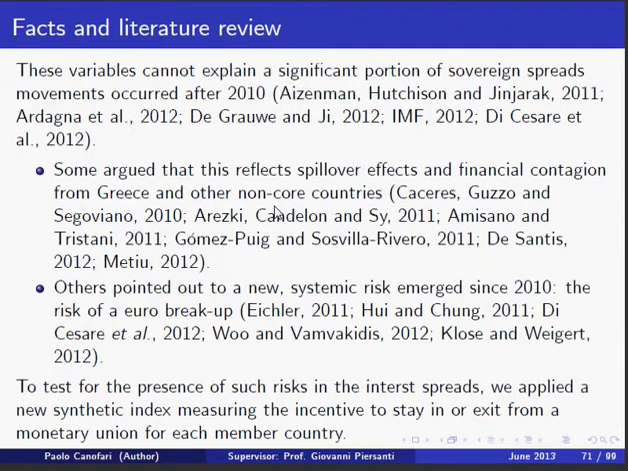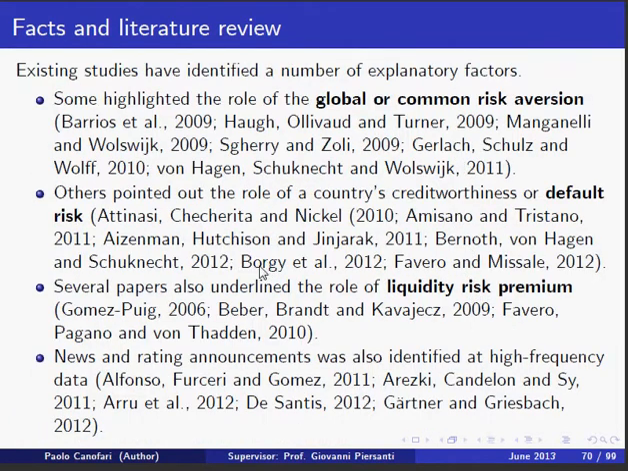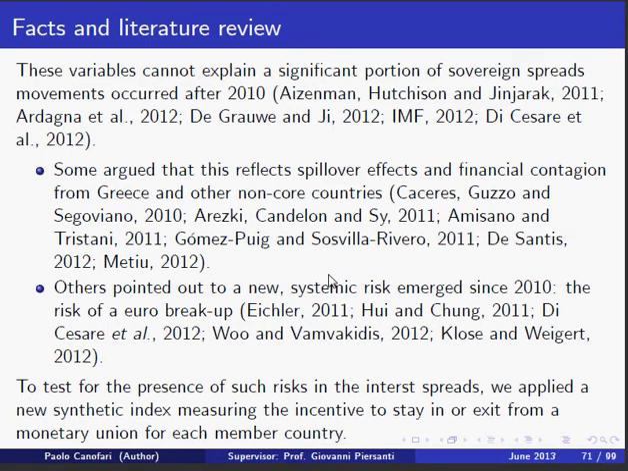After 2010, many studies show that variables used in the previous studies, so global common risk aversion, default risk, or liquidity risk premium, did not explain a significant portion of sovereign spreads after 2010. So there are studies trying to explain these spreads using financial contagion from Greece to other non-core countries.